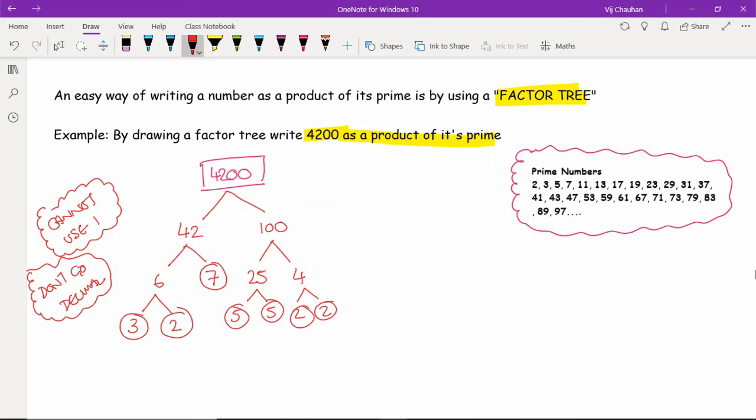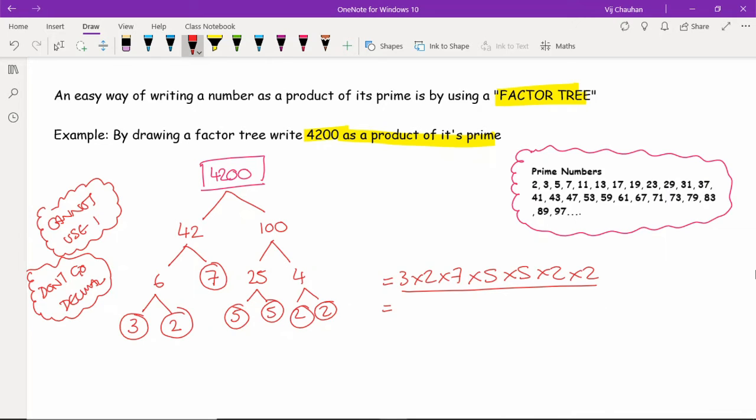Now, once you've got circles around all the ends of the branches, what we then need to do is write those numbers out. Generally speaking, if you can go from smallest to biggest, that will make your life a lot easier. For example, I could go 3 times 2 times 7 times 5 times 5 times 2 times 2. That is generally correct because the order in which you multiply numbers doesn't make a difference, but a more preferred way is to write them in numerical order.